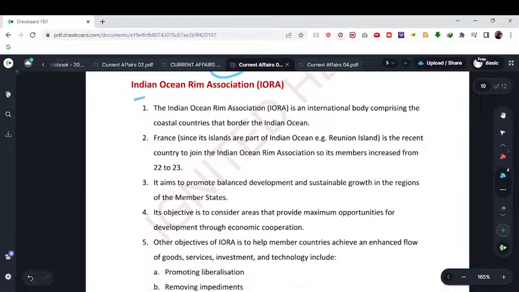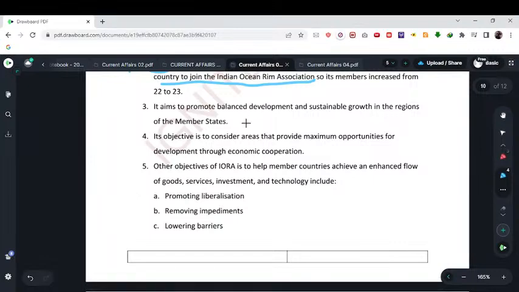Next we see the Indian Ocean Rim Association. The Indian Ocean Rim Association is an international body comprising the coastal countries that border the Indian Ocean. France, since its islands are part of the Indian Ocean, is the recent country to join the Indian Ocean Rim Association. Now this can be an option to confuse: is France a part of the Indian Ocean Rim Association? Yes, it is. And why? Because many of its islands are part of the Indian Ocean, such as Reunion. Now what it aims at is to promote balanced development and sustainable growth in the regions of the member states.